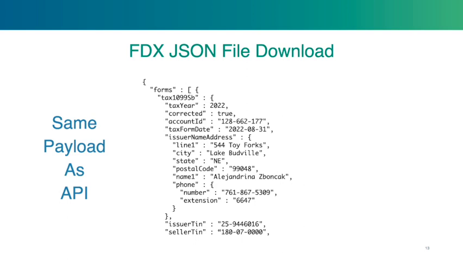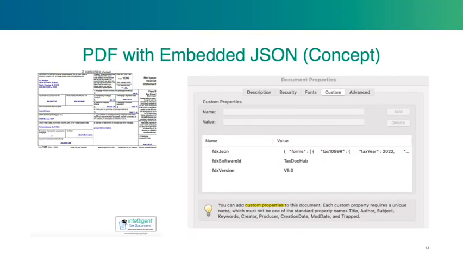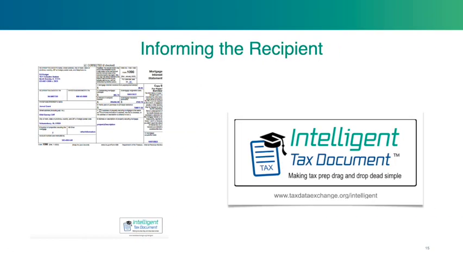The other file download option takes advantage of a PDF feature known as custom properties. Custom properties are key value pairs. By serializing the document data to a JSON string and placing the string in a custom property value, the data can be extracted by tax software applications with 100% reliability and without the need to write custom PDF parsing code. Embedding FDX JSON is a relatively small development effort.